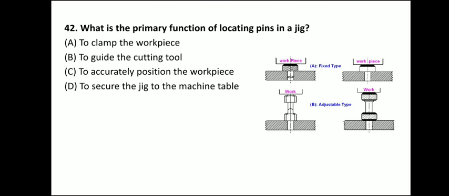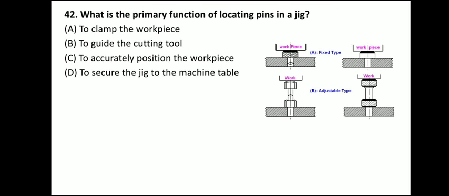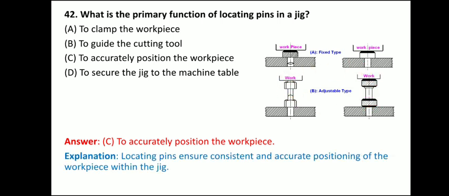Next question. What is the primary function of locating pin in a jig? So the answer is to accurately position the workpiece. So these are the locating pin. Here you can see the locating pin. And what is its purpose? To accurately position the workpiece. So locating pin ensure consistent and accurate positioning of the workpiece within the jig.